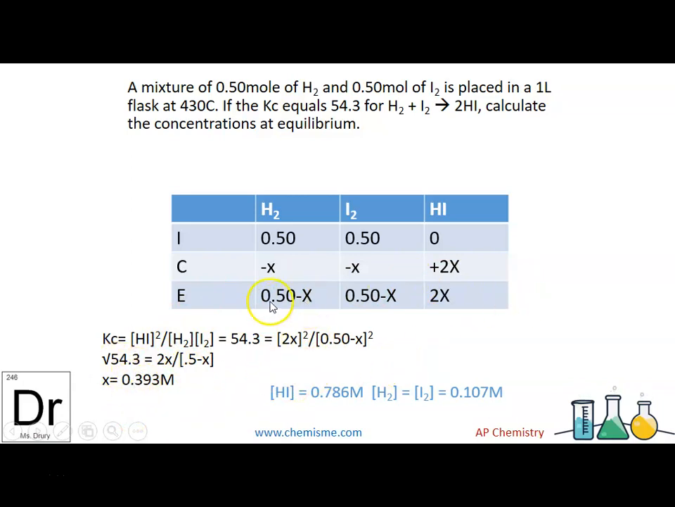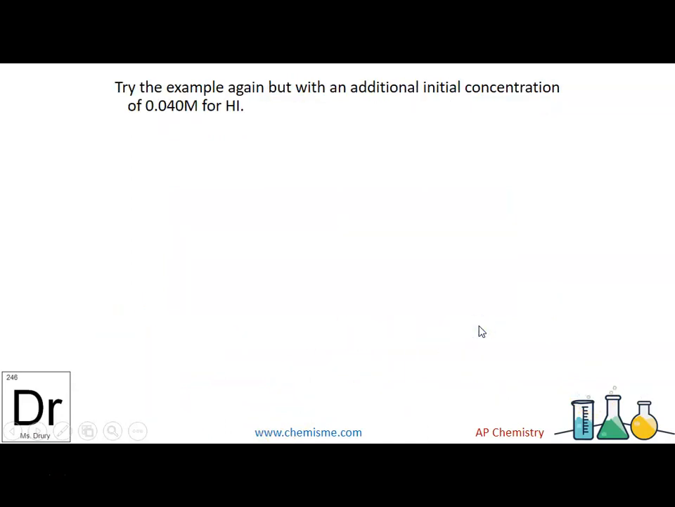Once you get your x, you plug it back in. So 0.5 minus x is 0.107 for both H2 and I2. And 2 times x, or 2 times 0.393, is 0.786. So now I know exactly how much I have at equilibrium, where it's going to settle.